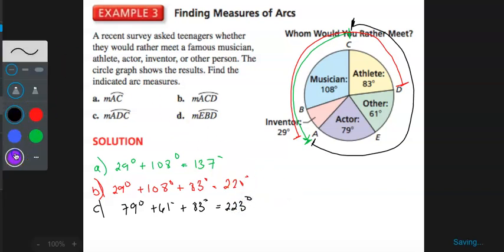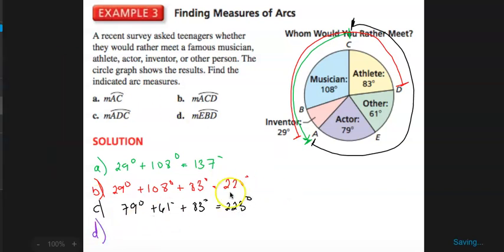And last but not least, we got one more color here. We got measure of arc EBD. So here's E, B, and D. So this is going completely all the way around. So rather than adding all these, I'm going to look at arc EBD going completely around. So it's almost the full circle, except I'm going to subtract the ED part that I don't have. So it looks like that measure is going to be 299 degrees.